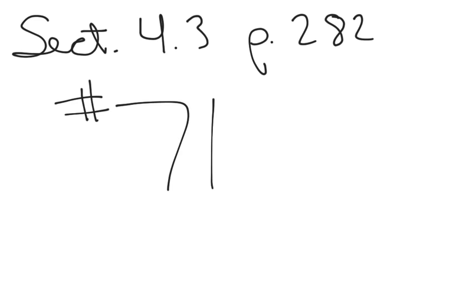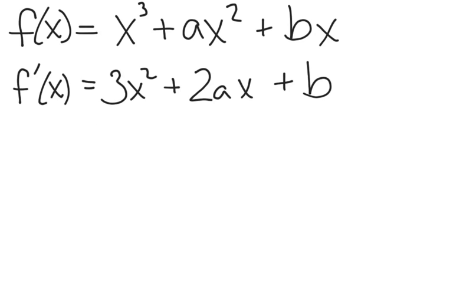The first part says, A, if the function f of x equals x cubed plus ax squared plus bx has the local minimum value negative 2/9 root 3 at x equals 1 over the square root of 3, what are the values of a and b? So we'll start with that part first.